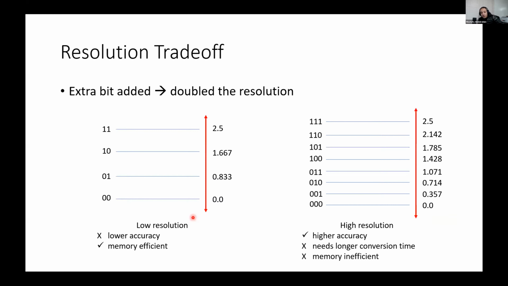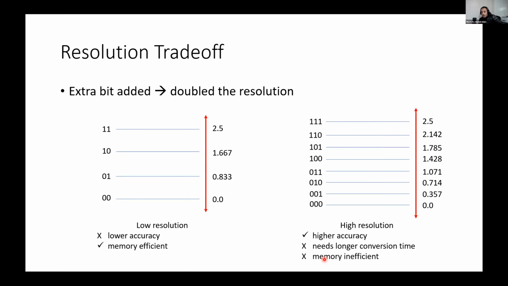So what is the trade-off here? The trade-off between using a lower number of bits and a higher number of bits. Of course, with a lower number of bits, we have lower accuracy, but it's memory efficient, because you only need 2 bits and it's only 4 levels, for example. Here, of course, you have higher accuracy, but you have 2 disadvantages. The first one, it needs more conversion time.